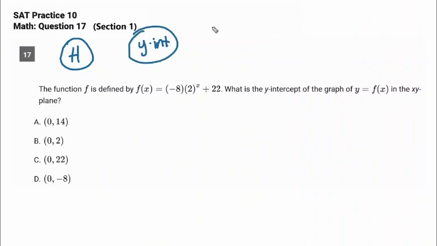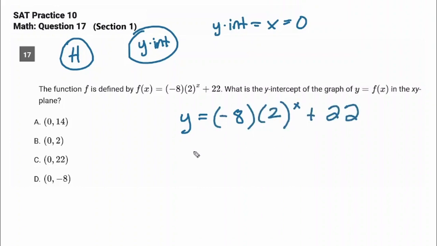What's important about the y-intercept? Only one thing. Y-intercept is when x equals 0. What do you think the x-intercept is? That's when y equals 0. But we're looking for y-intercept, that's when x equals 0. So you've probably done this in your time. F of x is y in these equations. So it's y equals, just rewrite the equation. I'm going to write down more steps than you need here, just in case you want to see it.